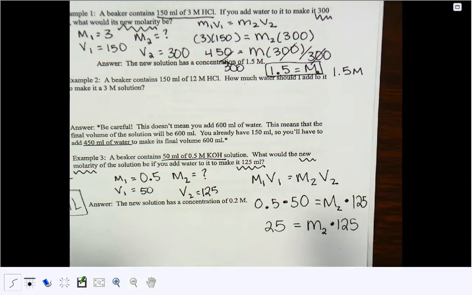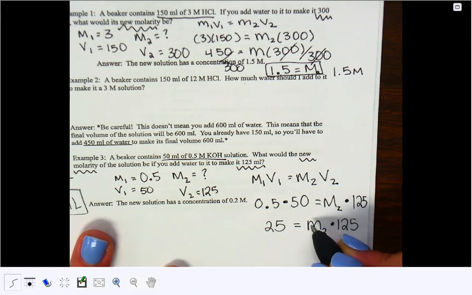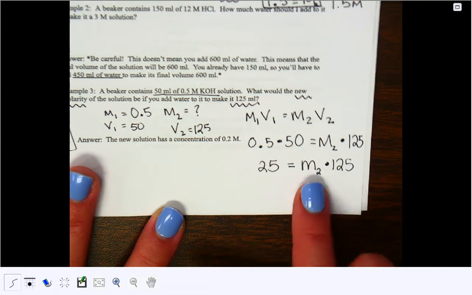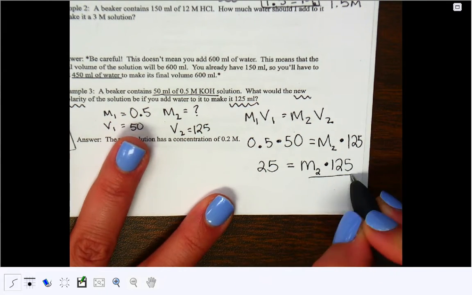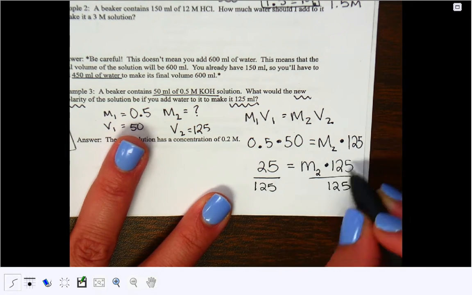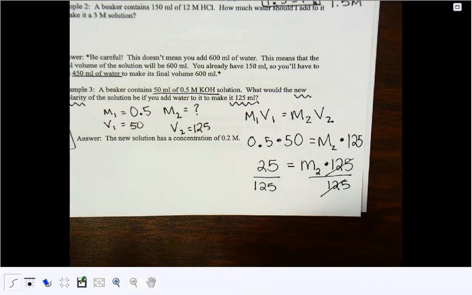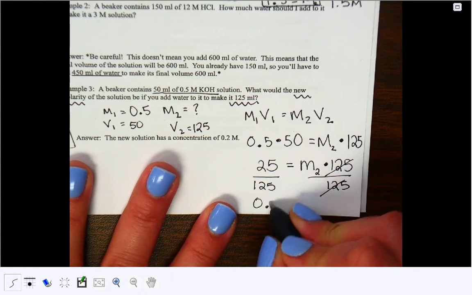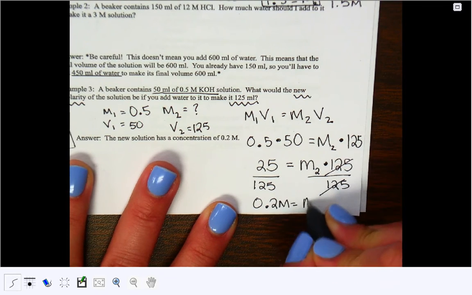All right. So we now have this situation. So once again, we're solving for M2. So we need to get our number away from it. So we're going to do the opposite of multiplication, which is division. So we're going to divide both sides by 125. So these will cancel out. And then 25 divided by 125 will get me 0.2 molarity is equal to M2.